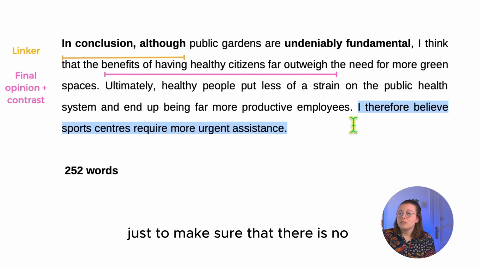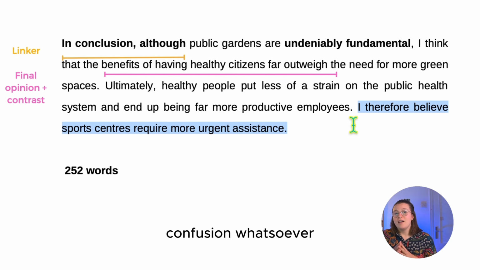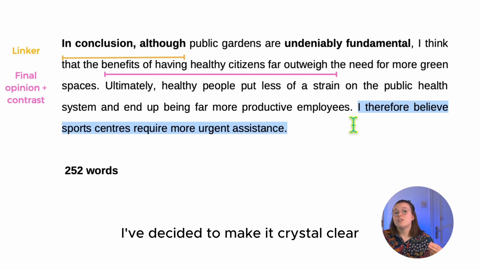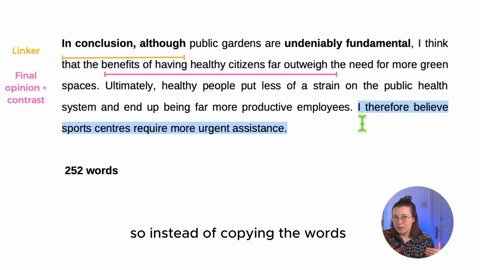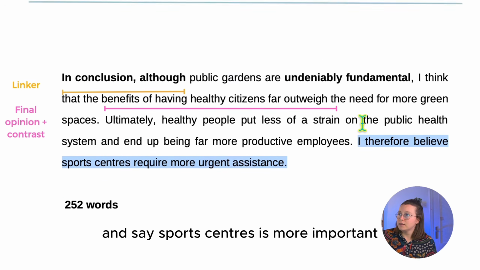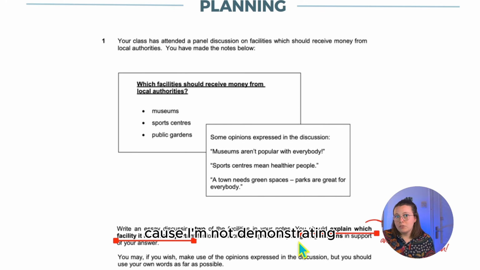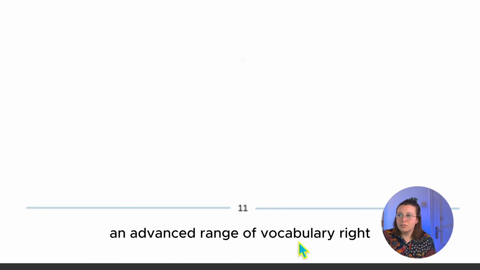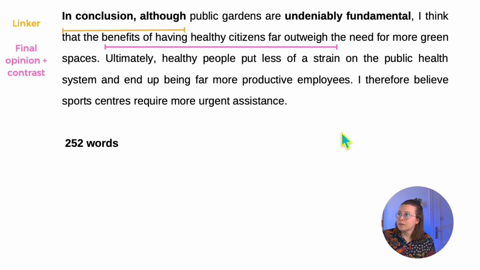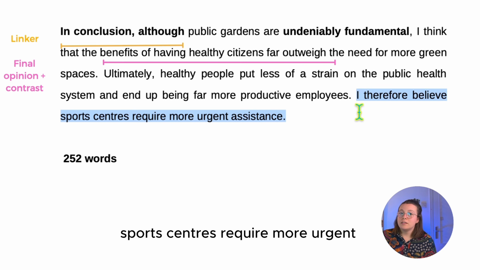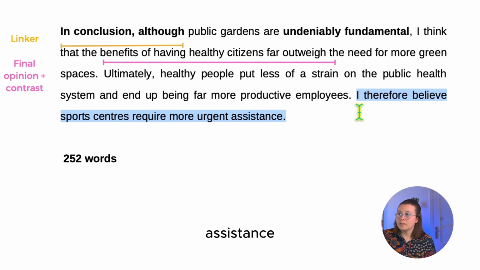And just to make sure that there is no confusion whatsoever, I've also made my final opinion crystal clear, although it's already very clear, right? I've decided to make it crystal clear in my final sentence. So instead of copying the words from the question and saying, sports centers is more important for local authorities to give money to, I don't want to copy the words because I'm not demonstrating an advanced range of vocabulary, right? I'm going to write the same in other words. So I say, I therefore believe sports centers require more urgent assistance.